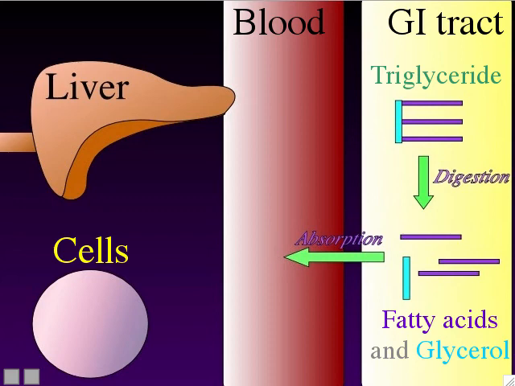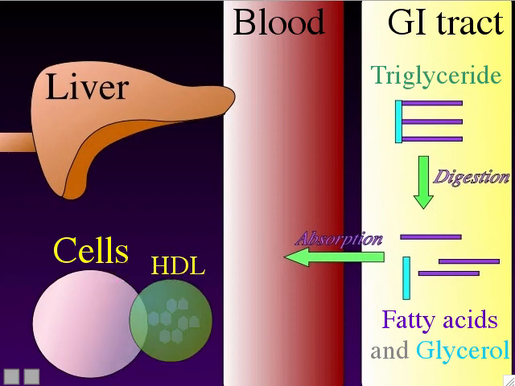Now, the cells of your body can also package up cholesterol and send it back to the liver. So if this cell right here is going to do that, here are some cholesterols that it has. When cells package up cholesterol to send back to the liver, they package the cholesterol into a particle, a globule called a high-density lipoprotein, or HDL for short.